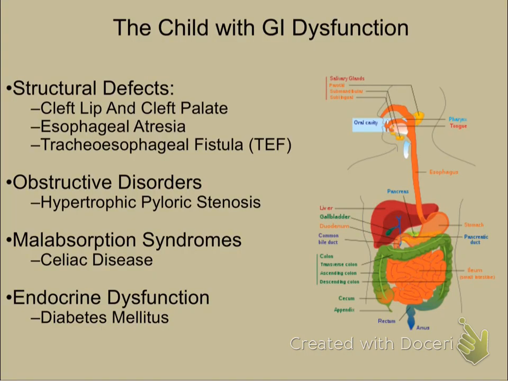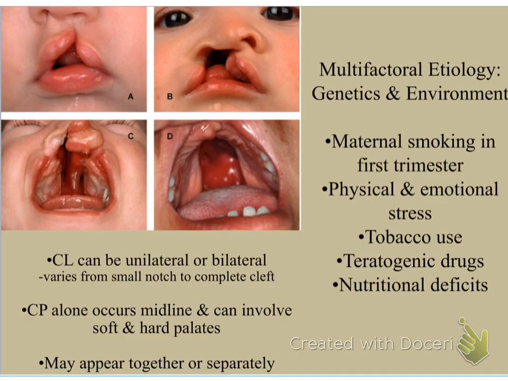All right, we're going to talk about actual structural defects now. First one being cleft lip and palate. So this is a cleft lip, A and B. Cleft palate is, I just tickled it, the palate up there, there's a defect in the palate itself. You can have just a cleft lip, just a cleft palate, or you can have a combination of both.